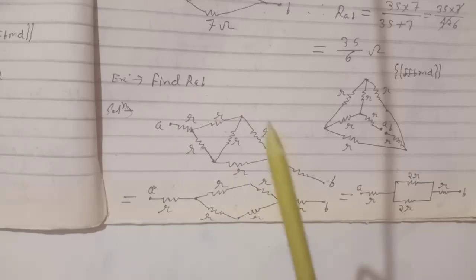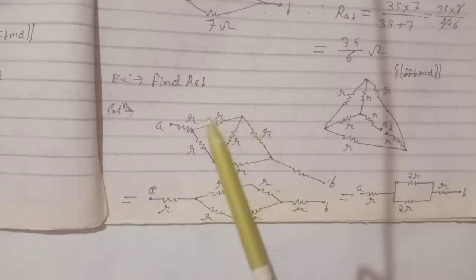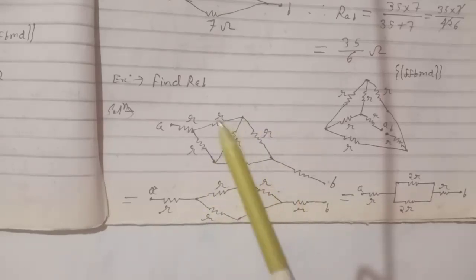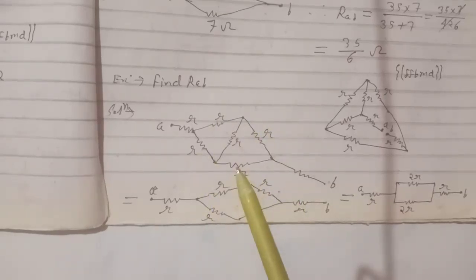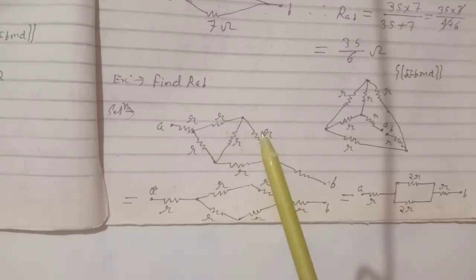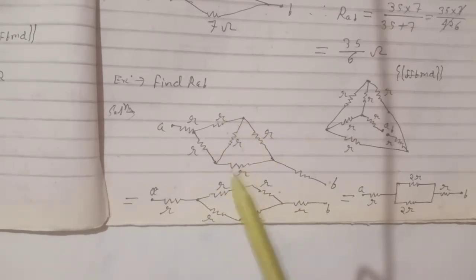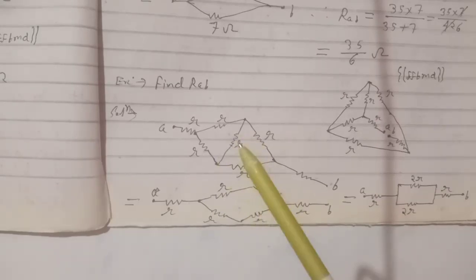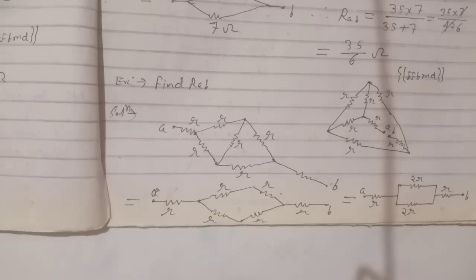So here we see that you only see this part. Then this is a balanced Wheatstone bridge, because R by R equals 1 and R by R equals 1. This ratio is equal, R1 by R2 and R3 by R4. So we have to remove this. So we remove this, and we have removed this.